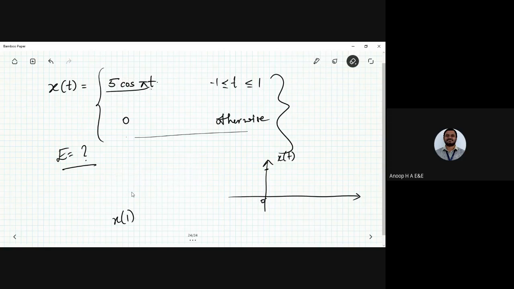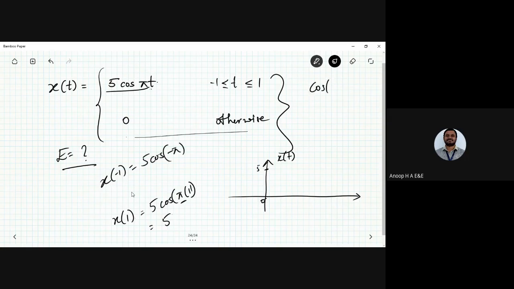Okay, so x of 1, how do I calculate x of 1? That is 5 times cos pi into 1. Cos pi is -1. Okay, so that is 5 here. Hope you are getting what I'm writing here. So x of -1, that is 5 times cos of minus pi.